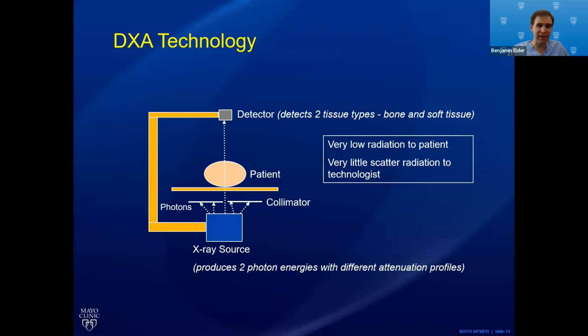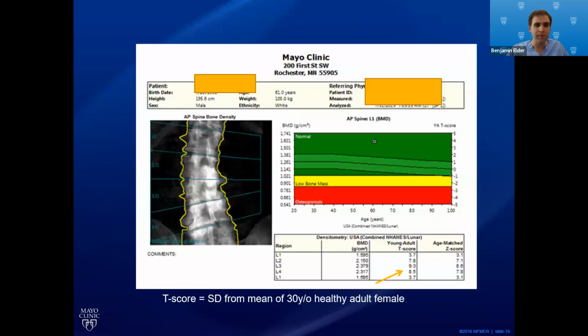So how does Dexa technology work? Typically it's based on X-ray, in which it's sent through a collimator, through the patient, and then to a detector. It's very low radiation to the patient, and there's very little scatter radiation to the technologist compared to standard X-ray. It gives you a printout, something like this. This is based on a Dexa in the spine.